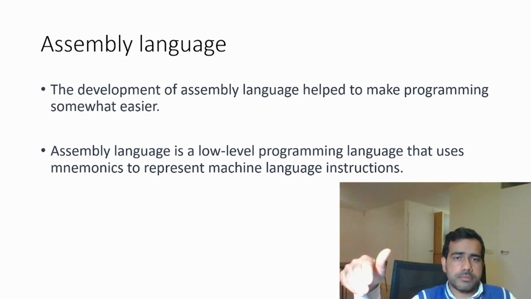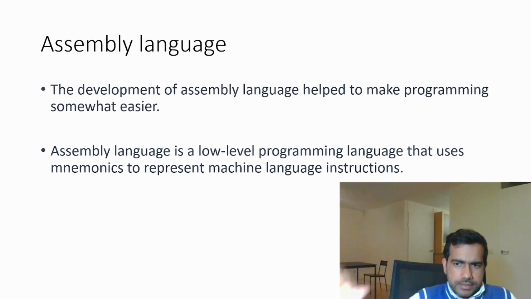And then came assembly language, which was better than machine language. That was easier compared to machine language, but not as good as high-level languages. It was still a low-level programming language. Assembly languages used mnemonics to represent machine language instructions. The instructions were the same; it's just that the way you represent them changed a bit. That improved things and made programming a bit more fun.